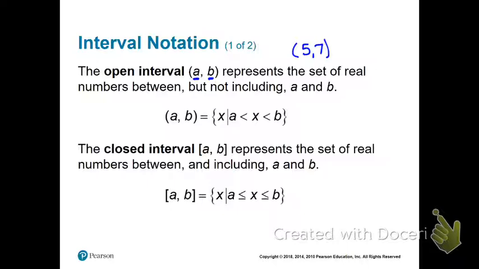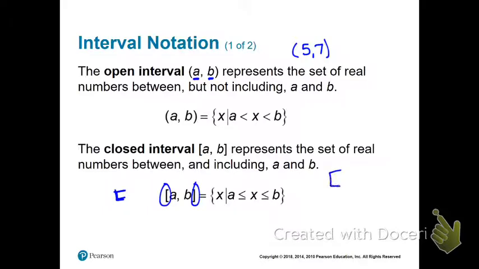Then we have what they call the closed interval. It's from A to B, and represents the set of real numbers between and including A and B. Notice on the second one here, though, we've got brackets. Brackets represent equal to. If I draw an equal to sign, and I connect them, it looks like that square bracket there. So a bracket has the equal to in it, which means that those endpoints are included.